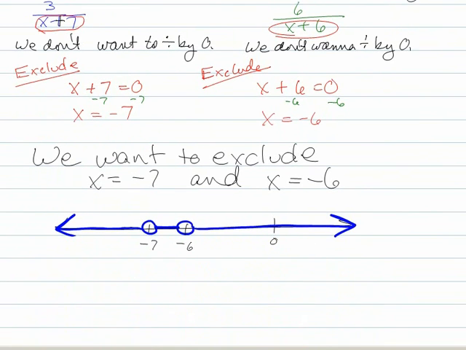All right. So we're excluding -7 and we're excluding -6. So my domain goes from -infinity to -7, then from -7 to -6, and then from -6 all the way out to infinity. Cool? Makes sense now that I did it right?